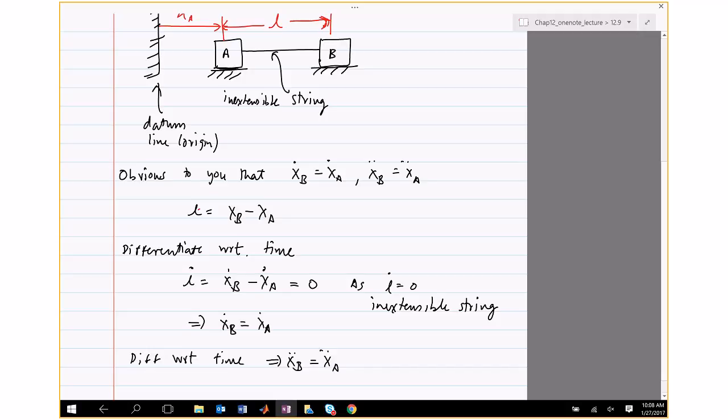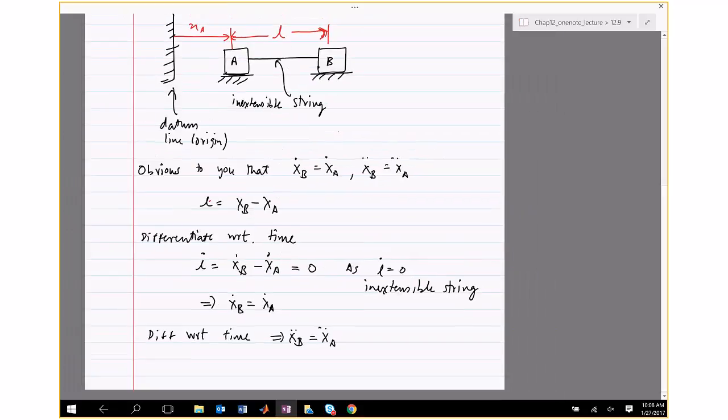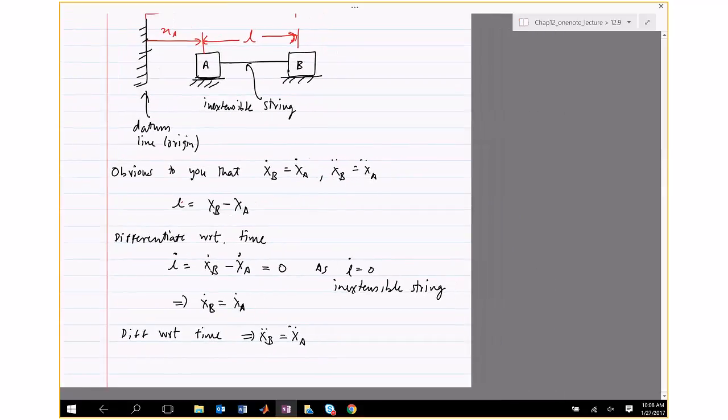Okay, so what we've done here is tried to express the length of the string, or the things which don't change with time, as a function of things which do change with time, which is the position of A and position of B, and that was used to find a relation between the velocities. Okay, so that is the technique we'll be using. I'll motivate this with another example. So this is the concept.